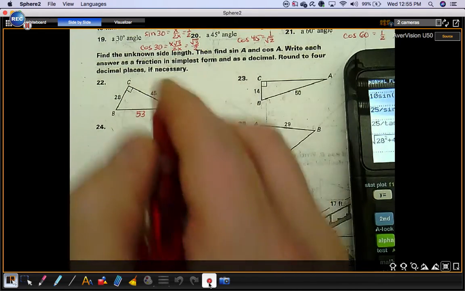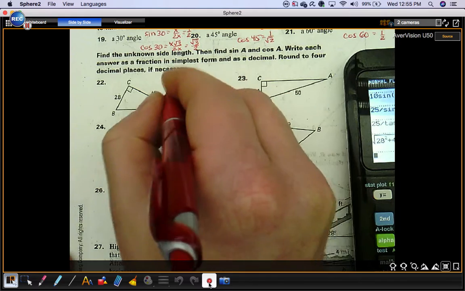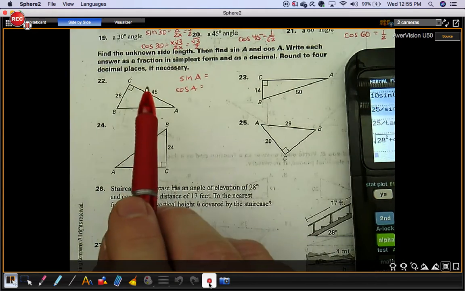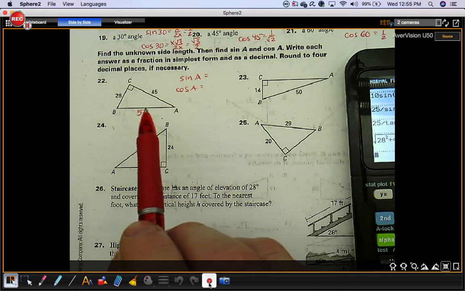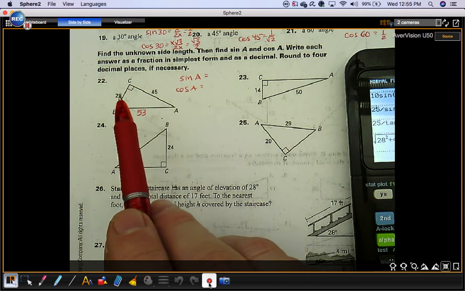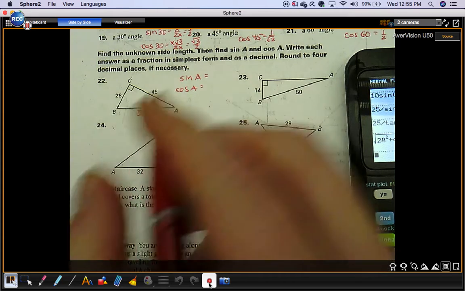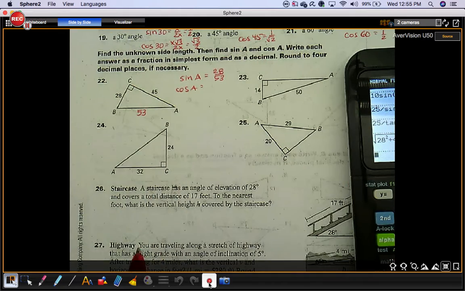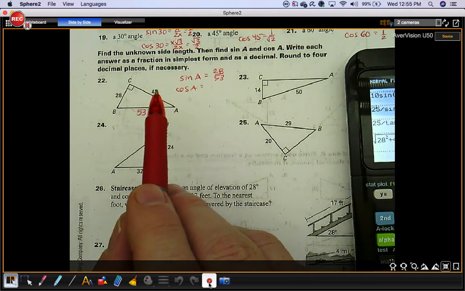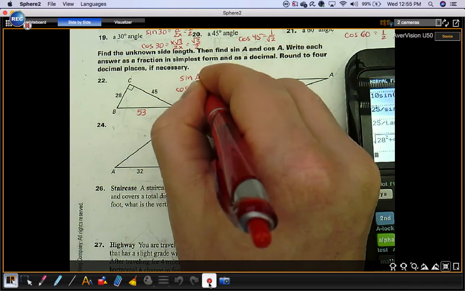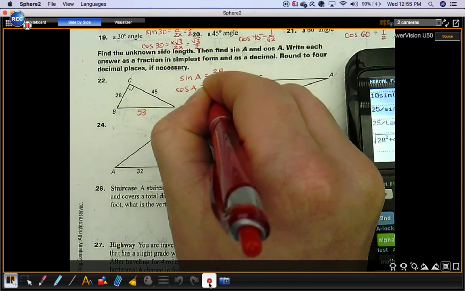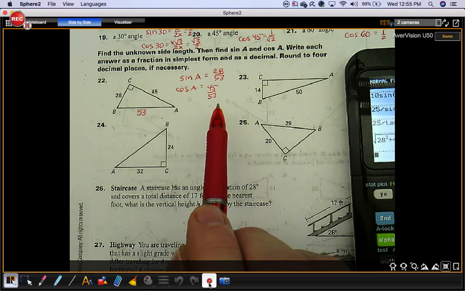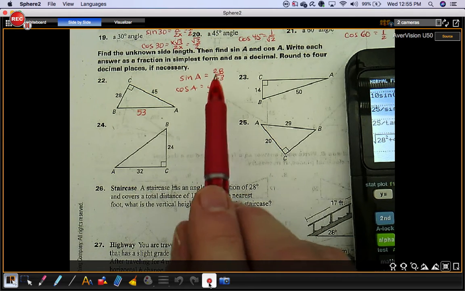Now if I'm going to write ratios, sine of A and cosine of A, I can do that because these lengths are whole numbers, which makes it really easy. Sine is opposite over hypotenuse, so it's 28 over 53. Cosine is adjacent over hypotenuse, so it's 45 over 53. That's really all I'm concerned with. I know it says something about decimals, but I'm just concerned with the fraction.